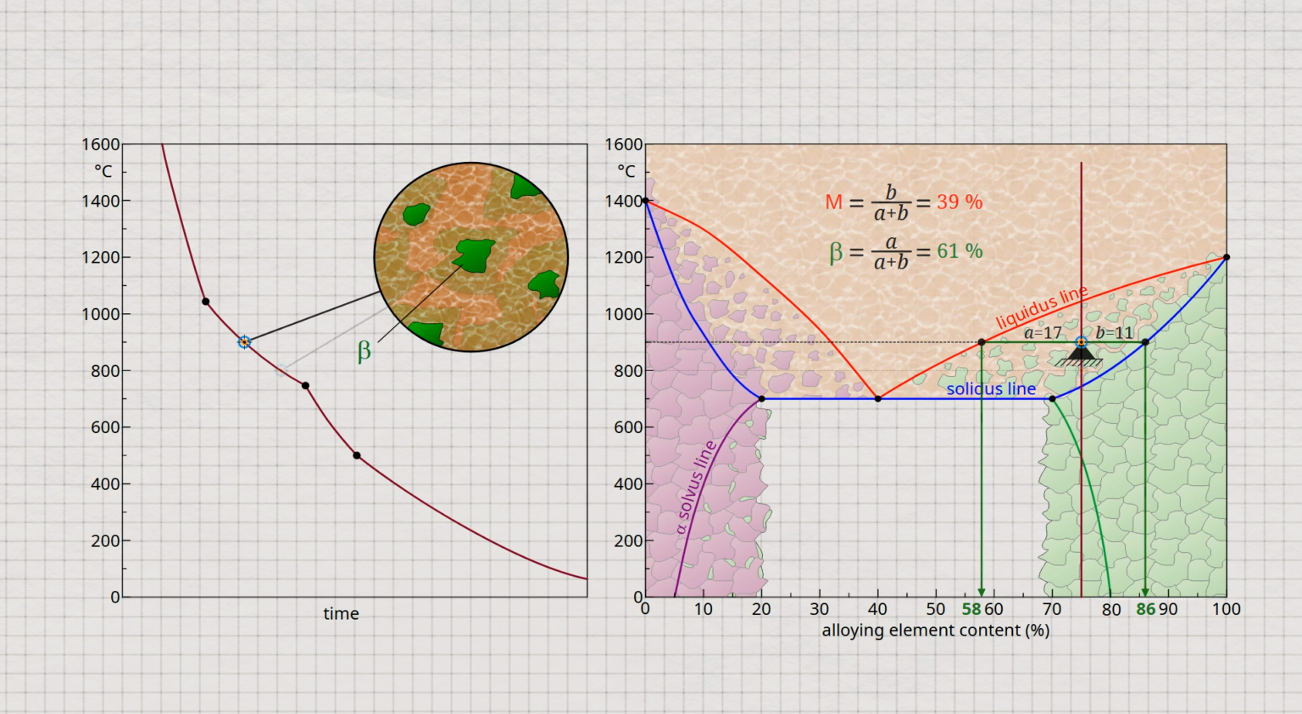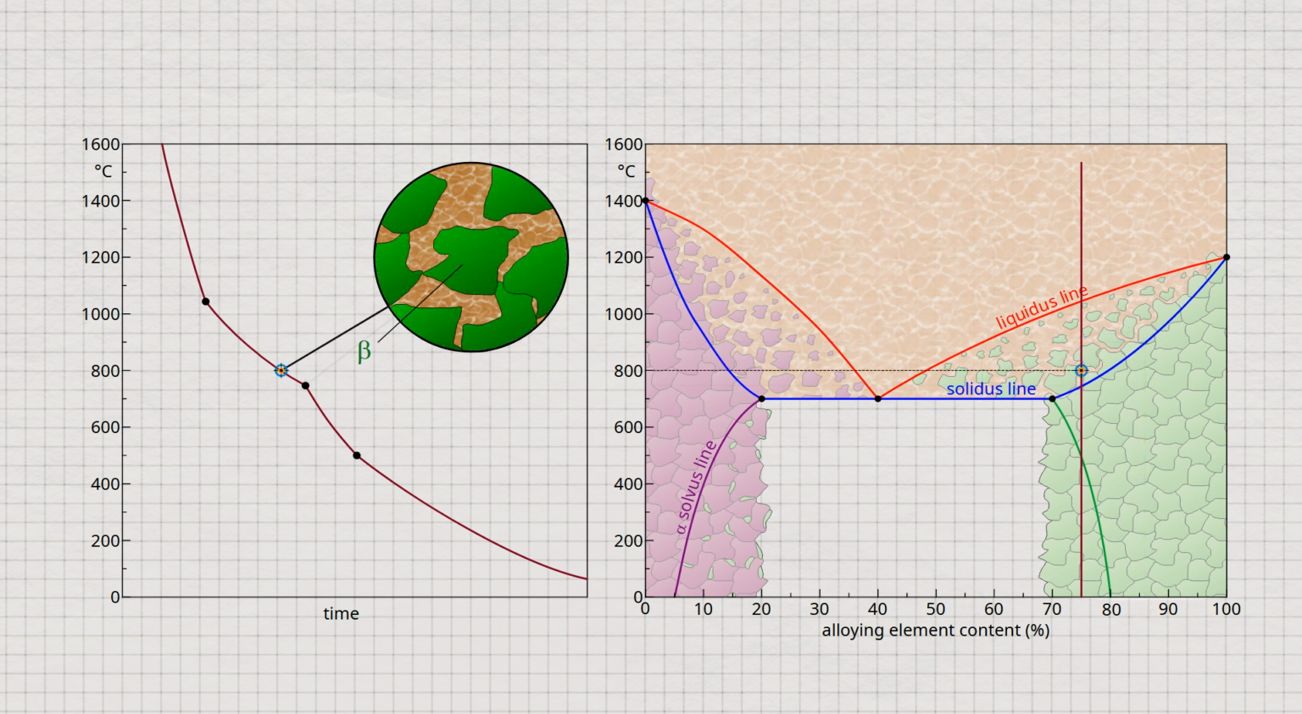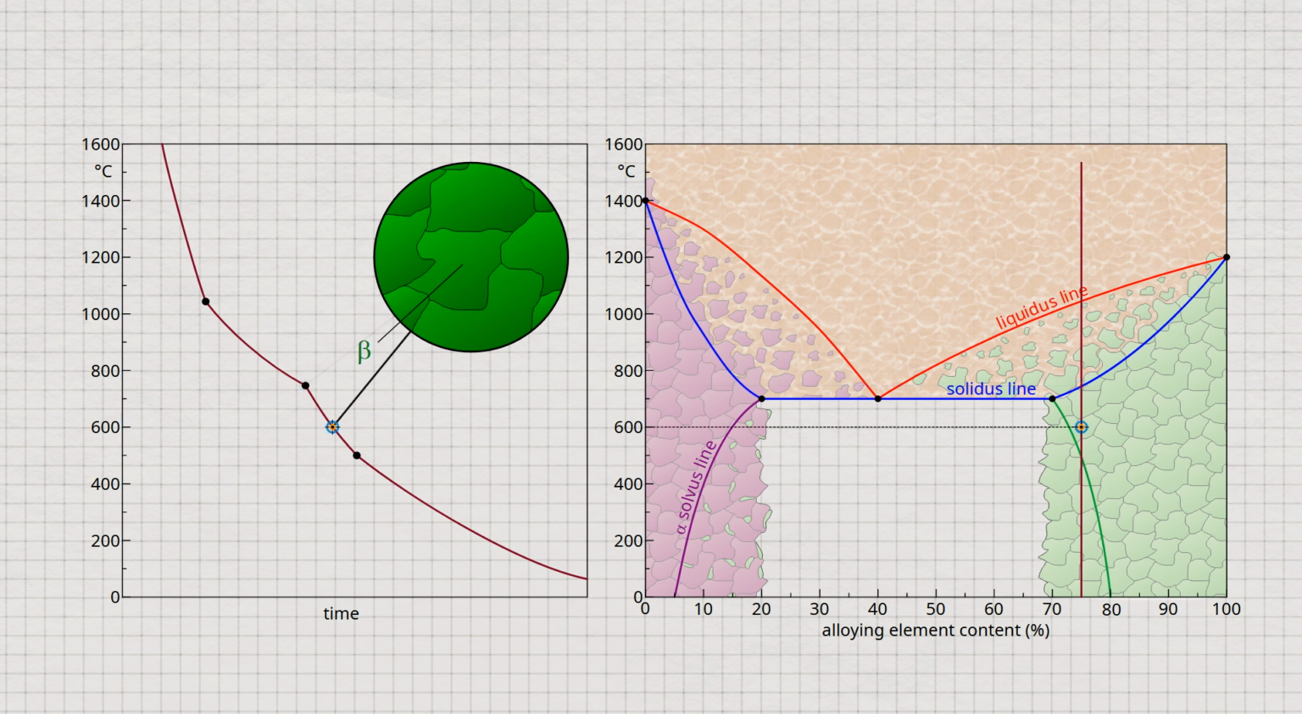As the melt continues to cool, the solidus line is eventually reached at a temperature of 750 degrees Celsius and the solidification process is complete. The microstructure consists entirely of beta solid solutions in which the base component is completely soluble, as the solvus line has not yet been crossed. The solubility of the base component now decreases with decreasing temperature. When the solvus line is reached, the beta solid solution is fully saturated and contains as much of the base component as can be dissolved at the given temperature.